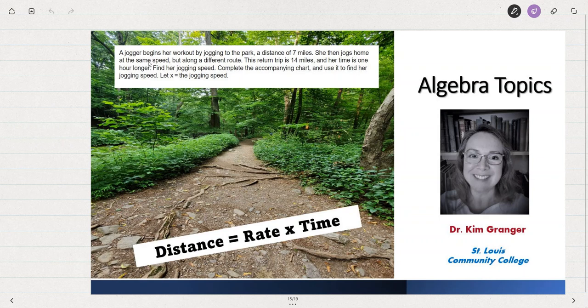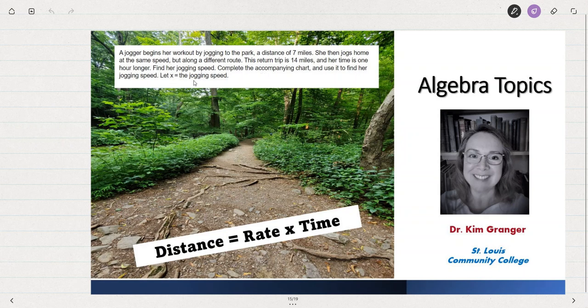Here's the problem. A jogger begins her workout by jogging to the park, a distance of 7 miles. Then she jogs home at the same speed, but along a different route. This return trip is 14 miles and her time is 1 hour longer. Find her jogging speed. Complete the accompanying chart and use it to find her jogging speed.